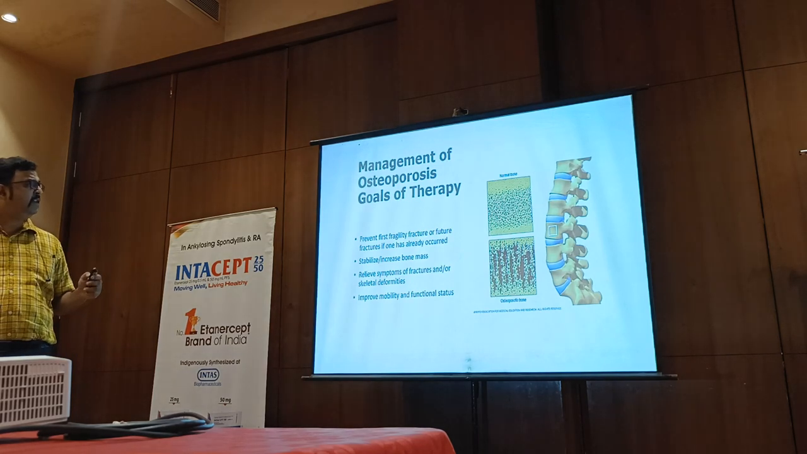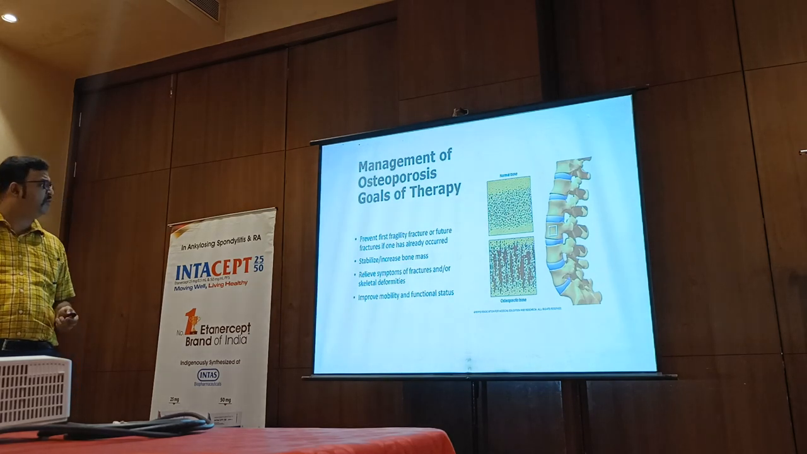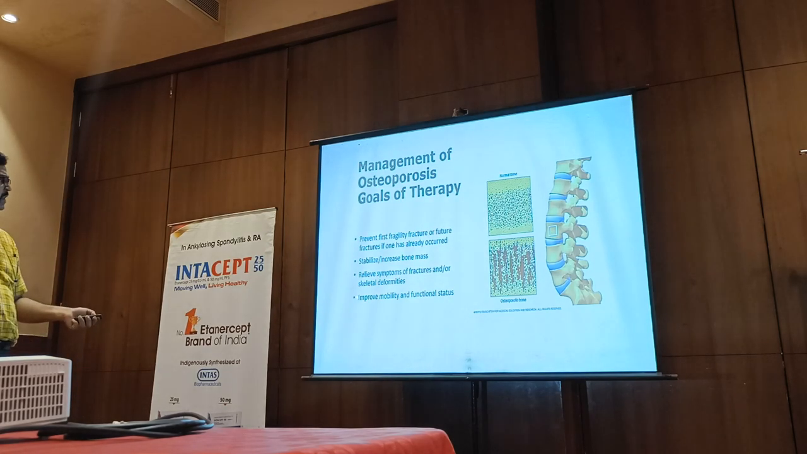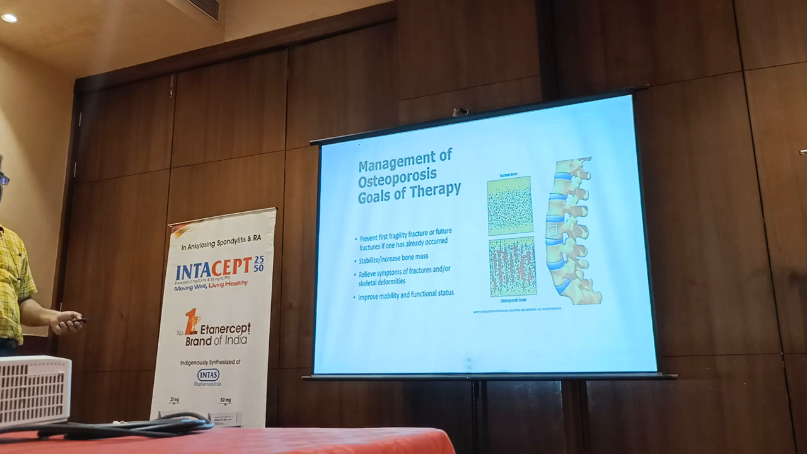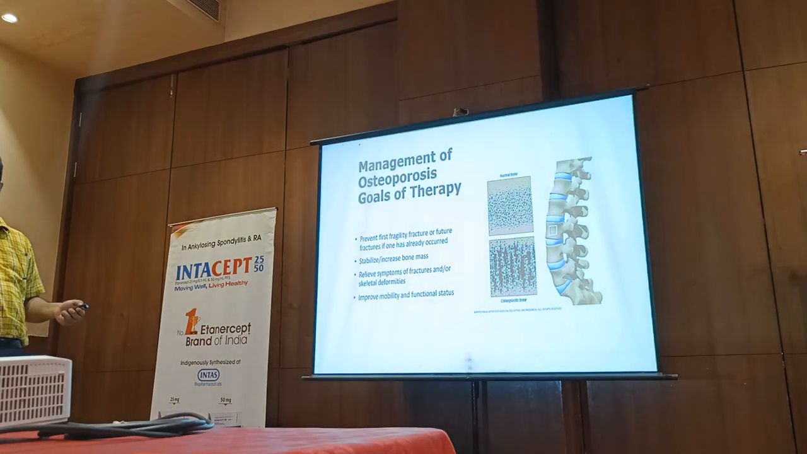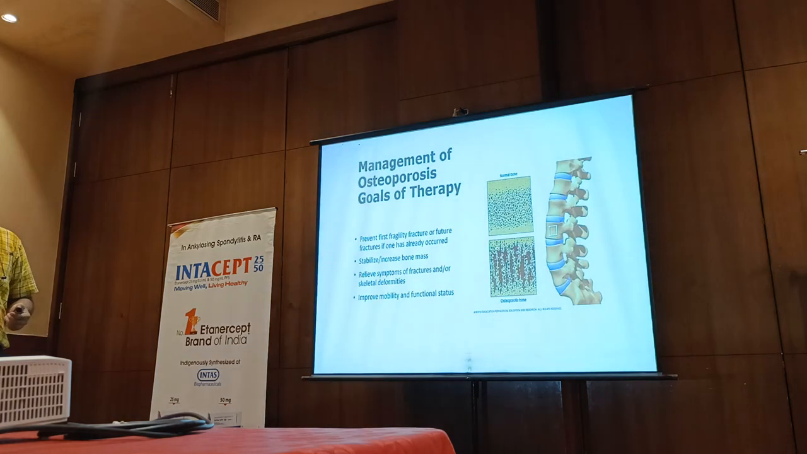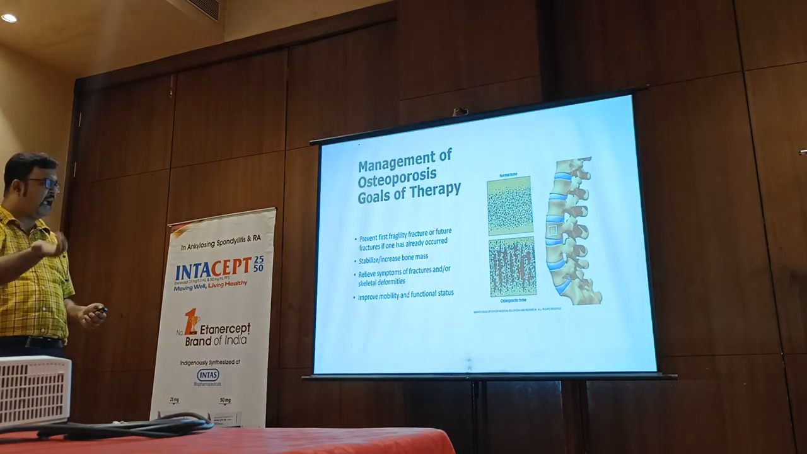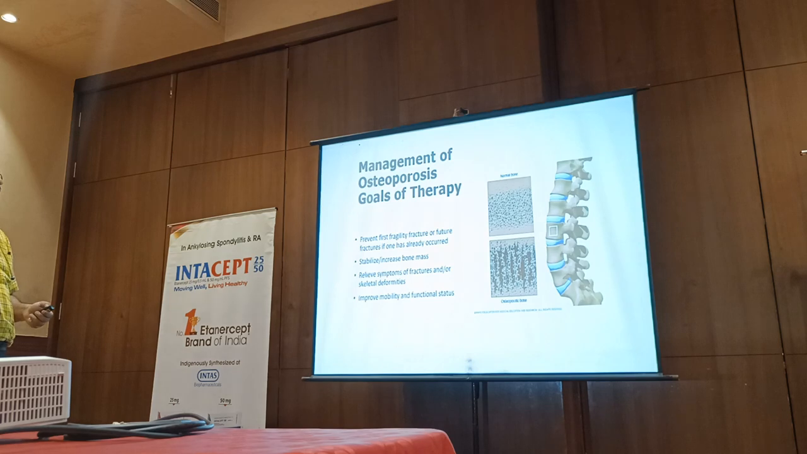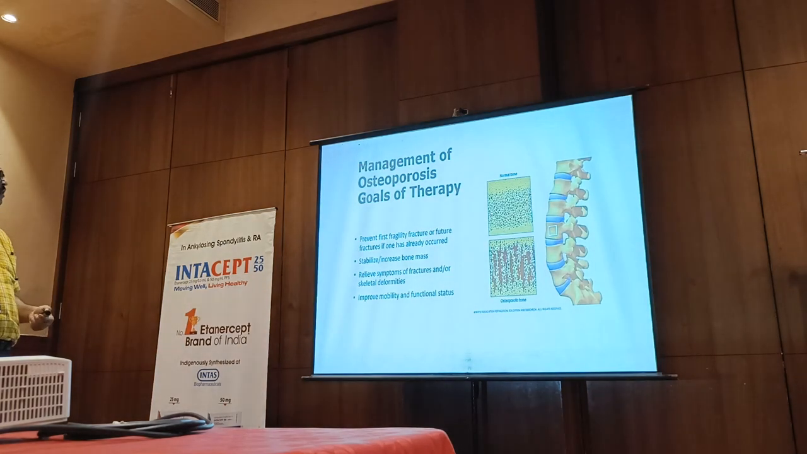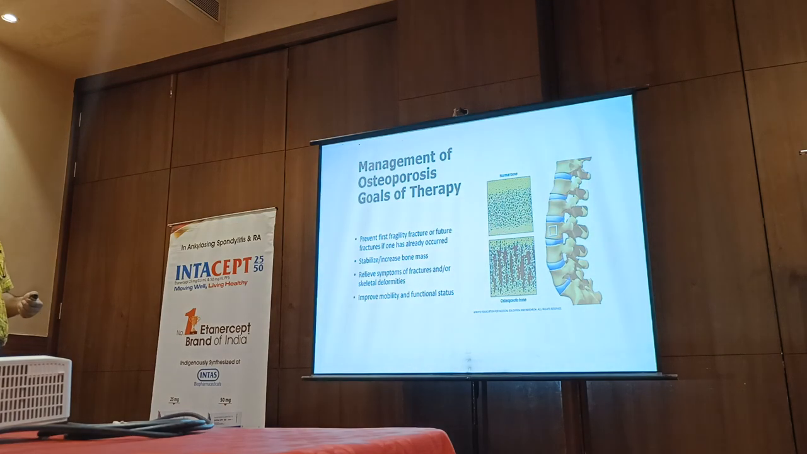So what are the goals of therapy of osteoporosis? One is to prevent fragility fracture. We have to prevent fracture, particularly in weight-bearing areas. So these bones are very important: vertebral column, hip, hand, particularly forearm in case of a fall at older ages. These are very vulnerable areas for fracture.